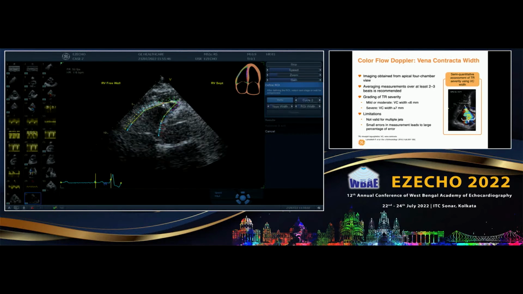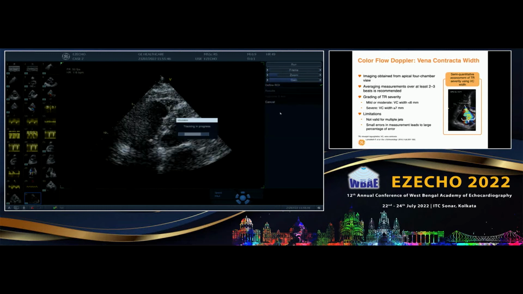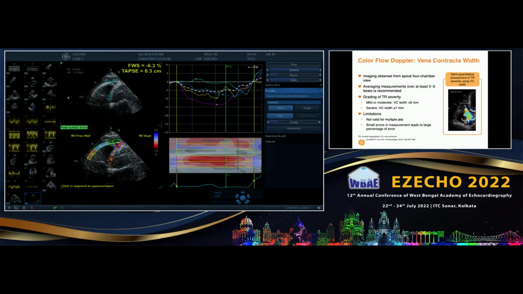Yeah, that is good. No, that's quite fair. It will give you the RV free wall separately. Anyway, forget about the septum. The only thing, the free wall is best. Yeah, it will give you the RV free wall, and definitely less. It's already less.